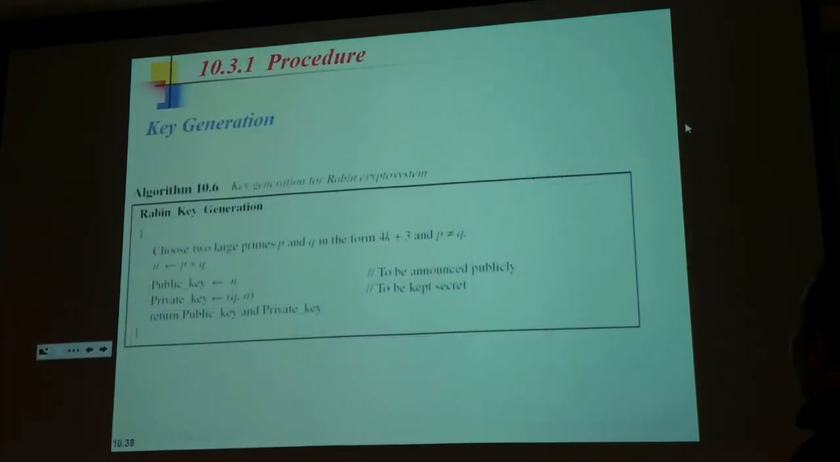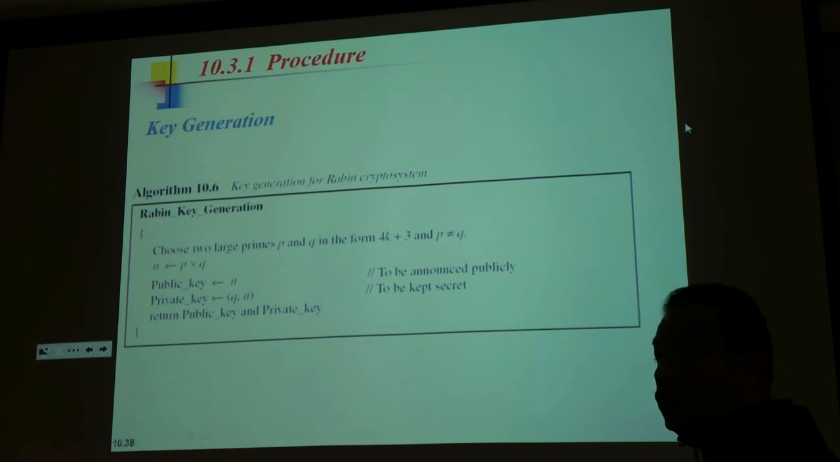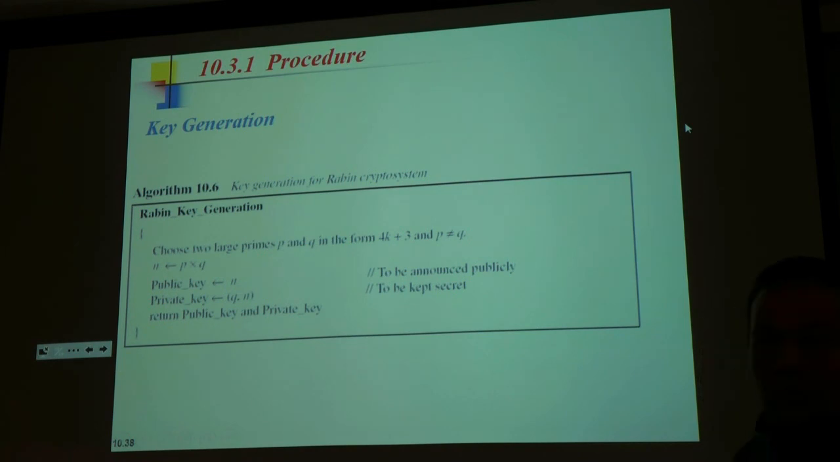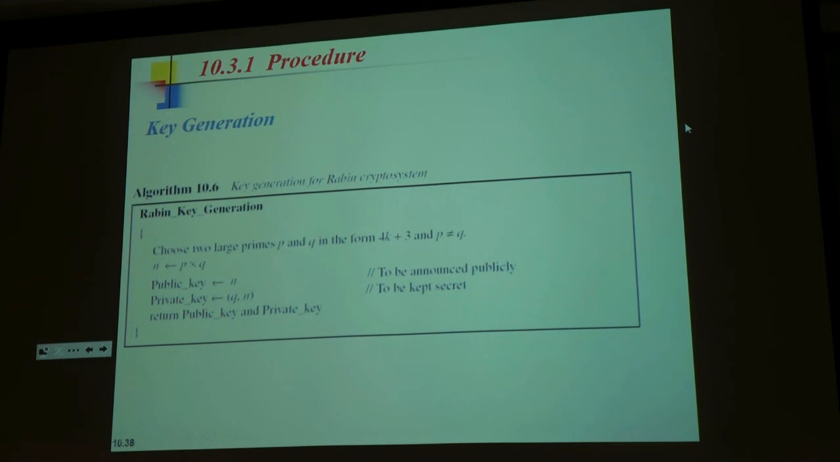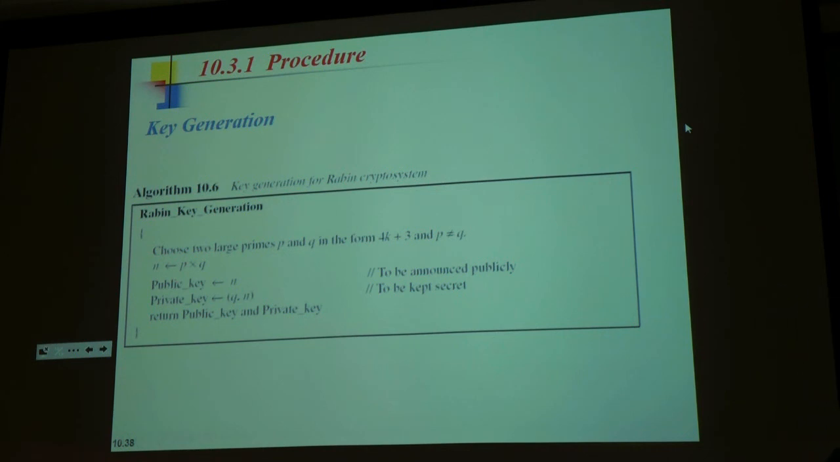So for key generation, the algorithm is: you choose two large primes, P and Q, and we saw how large the primes are. The condition is we have to use them of the form 4k plus 3, and P does not equal Q. Even in RSA, P cannot equal Q. So N equals P times Q. The public key will be N. Everybody will know N, but they don't know how to divide it into P and Q.